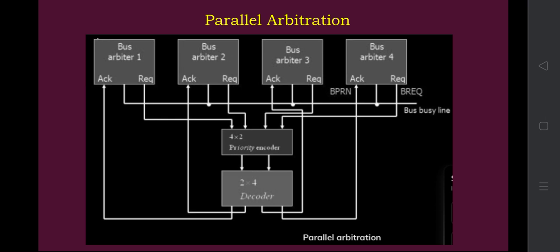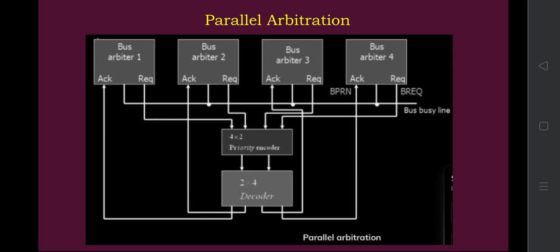Now the priority encoder is a 4 by 2, and the decoder is 2 by 4. That means 4 lines, 4 arbiters are there: arbiter 1, 2, 3 and 4. Among them, one will be selected. That is 4 by 2. And we have the acknowledgement and request signals. We can see here the decoder is connected to the priority controller.